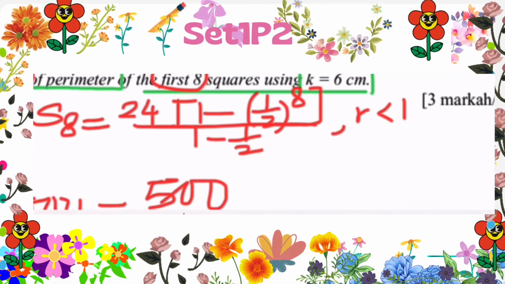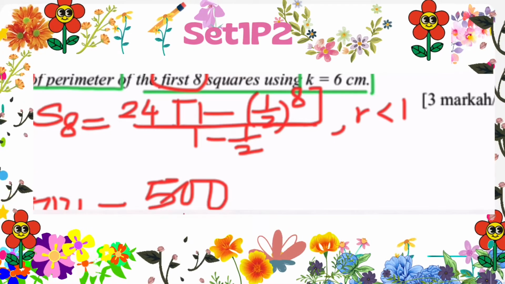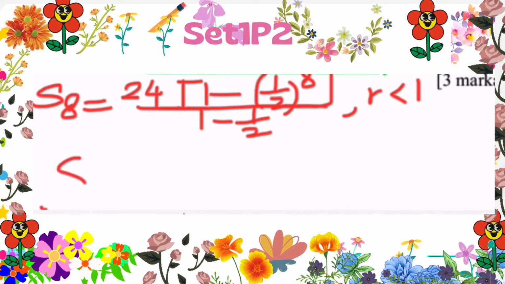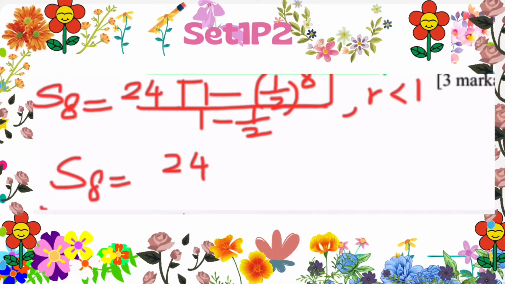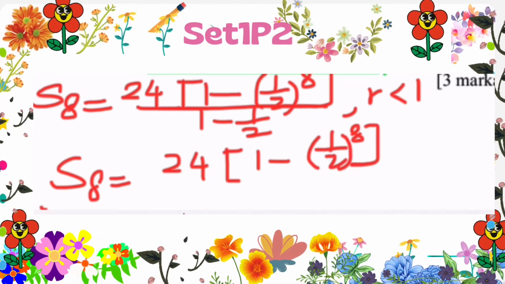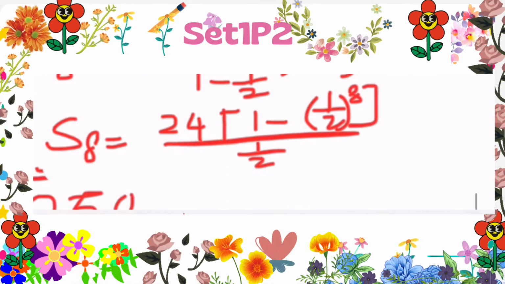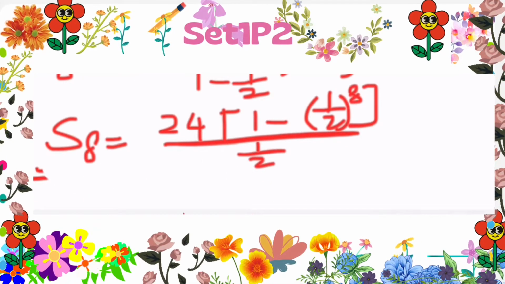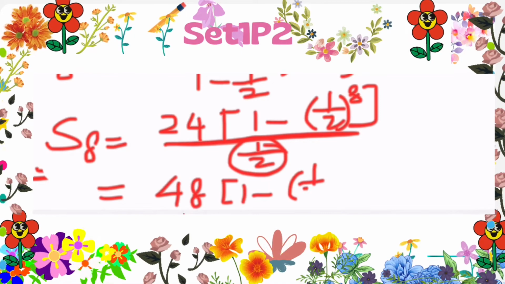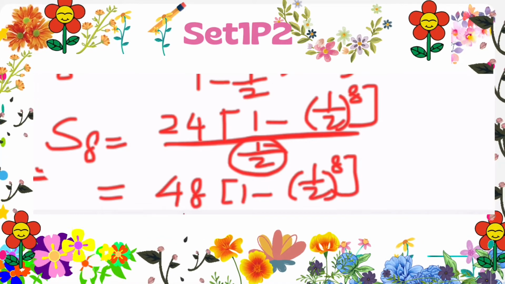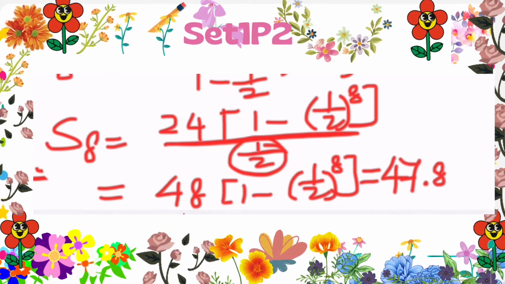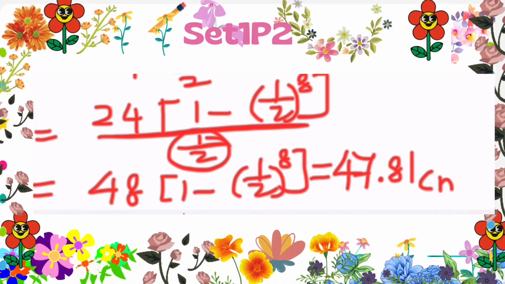So if we simplify, you press the calculator, simplify first before you press. So S8 is 24 multiplied by 1 minus, this one you can press your calculator, over half, right? So it will become around 48. This one it becomes times 2, 48, 1 over 2. So the answer will be, if you press a calculator, 47.81 centimeter. This is the perimeter for the 8 squares.